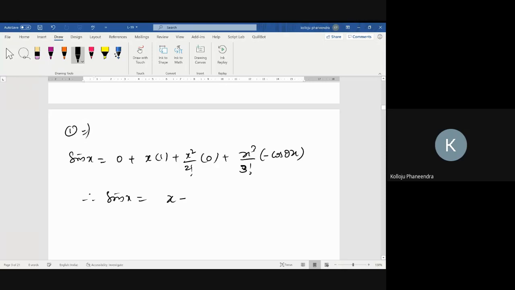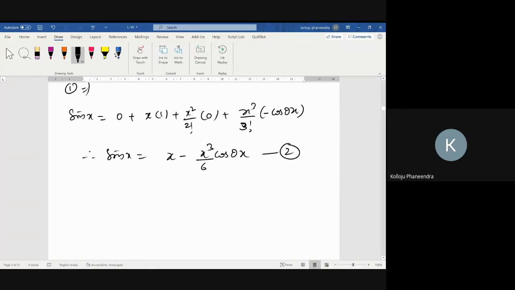x minus x cube by 6 into cosine theta x. This is expression 2. Now, as usual, to derive the inequality, since x is greater than 0 and theta is greater than 0, both are greater than 0, what do we have? Theta x is greater than 0.